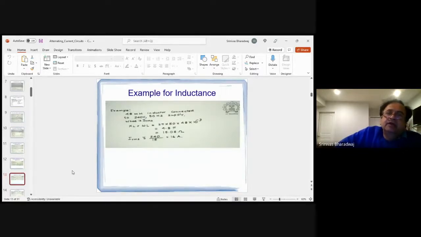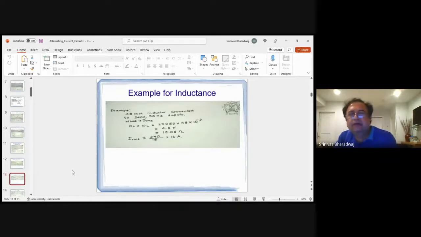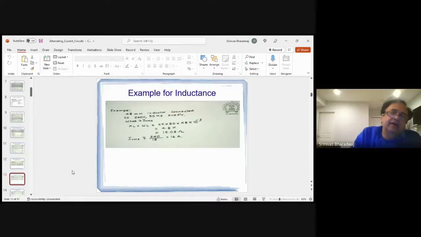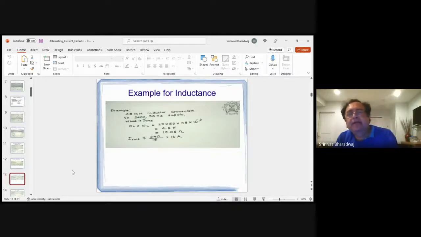Okay, so now we introduce this term called impedance. So when we talk about the impedance, it will have both a real component and an imaginary component. The real component will be R, the resistive part. The imaginary component will be a combination of X.